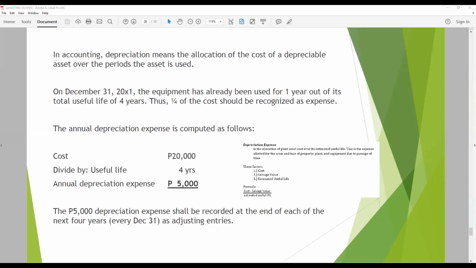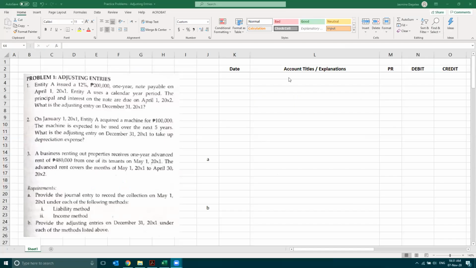Wala kayong nag-gets. Ma'am, parang nag-stop yung nakikita ko, ma'am. Ay, sorry. Iba yung nakikita ko. Okay pala na po. Na-share. Ayan. Okay na po.